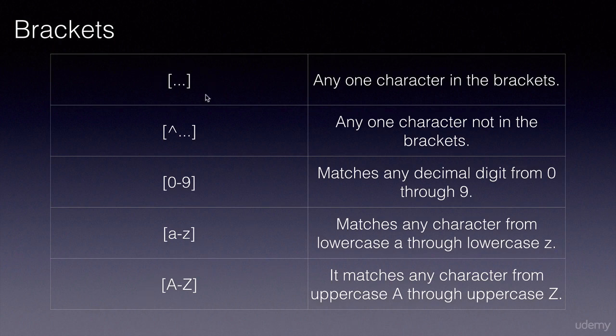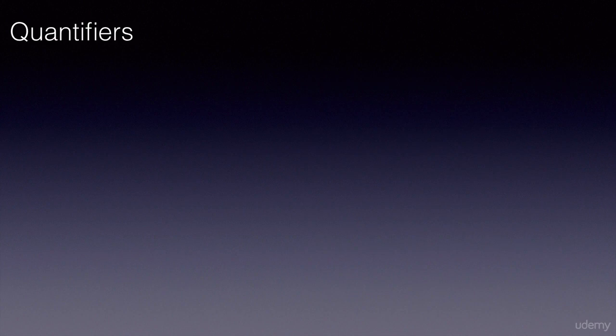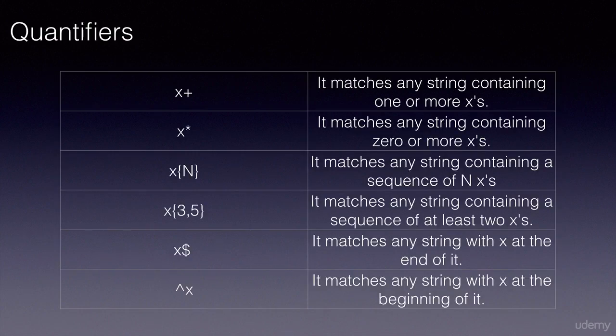So using brackets, we can specify the characters or range of characters which will be used as a pattern to match against any string. Then once we define the range, we can quantify it using quantifiers. x plus means it matches any string containing one or more x's. Plus means one or more. x star means 0 or more x's.